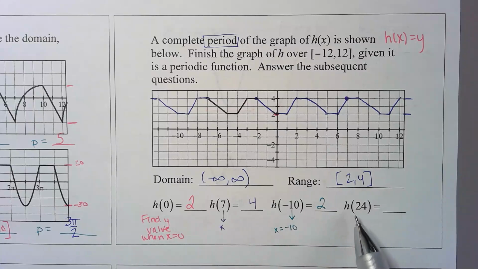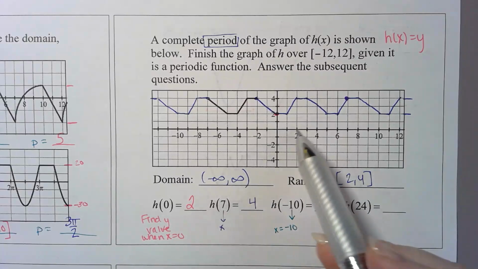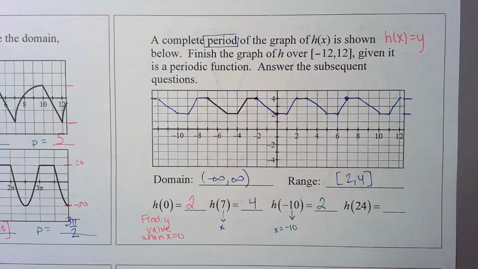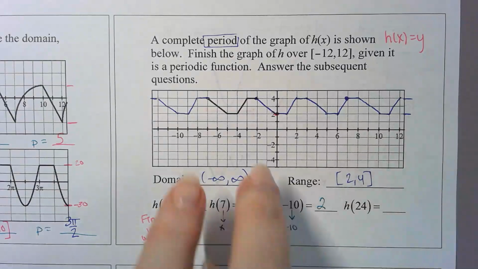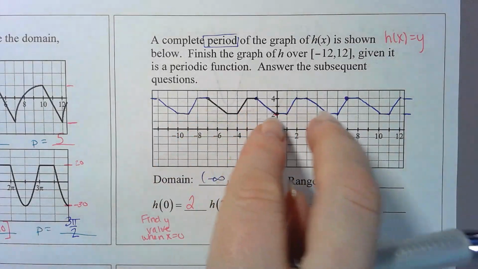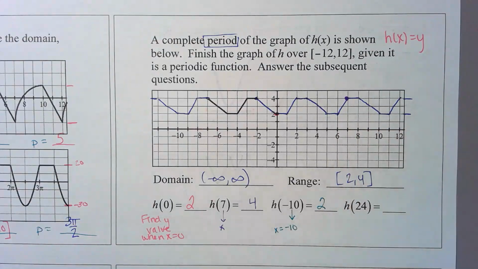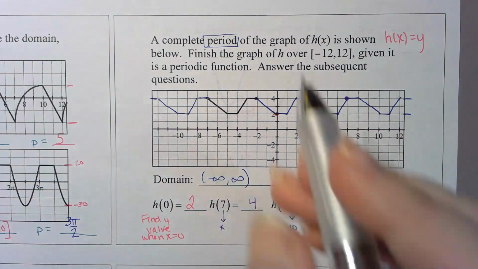And then it says find h of 24. Oh my gosh, 24 is way off the page. And I don't necessarily want to extend my graph in order to do that. But let's keep in mind that this graph is periodic. It's going to be these same y values over and over and over again. So the first thing I'm going to do is find the period. We haven't really done that yet.